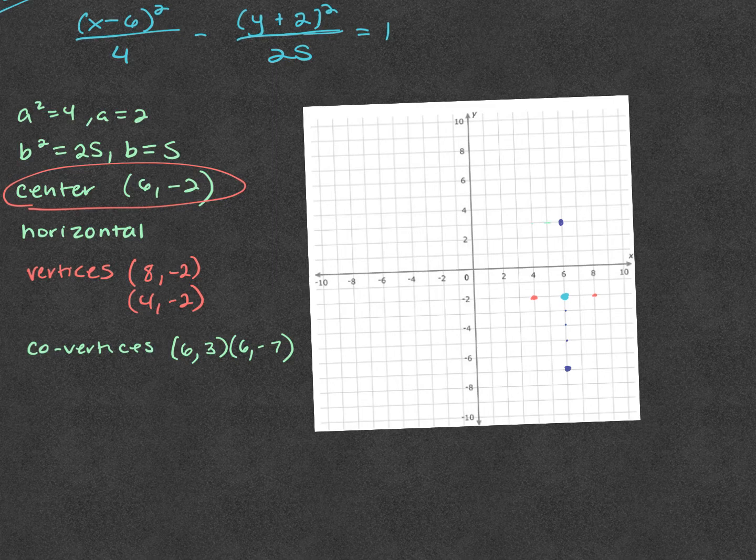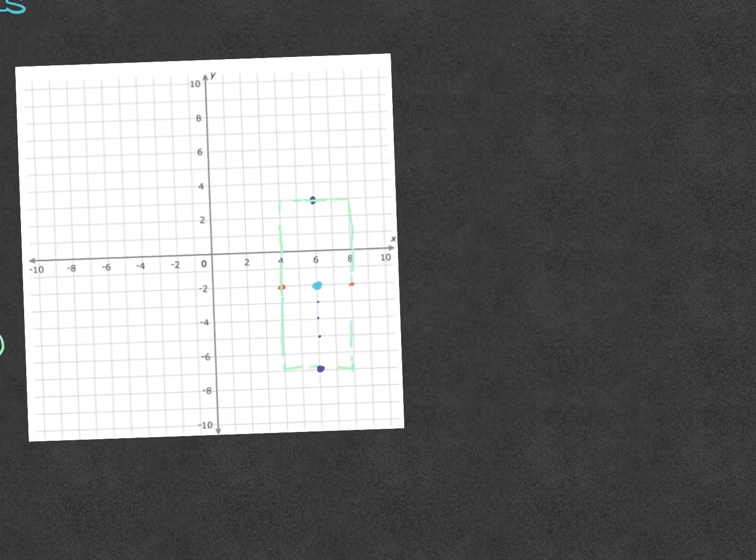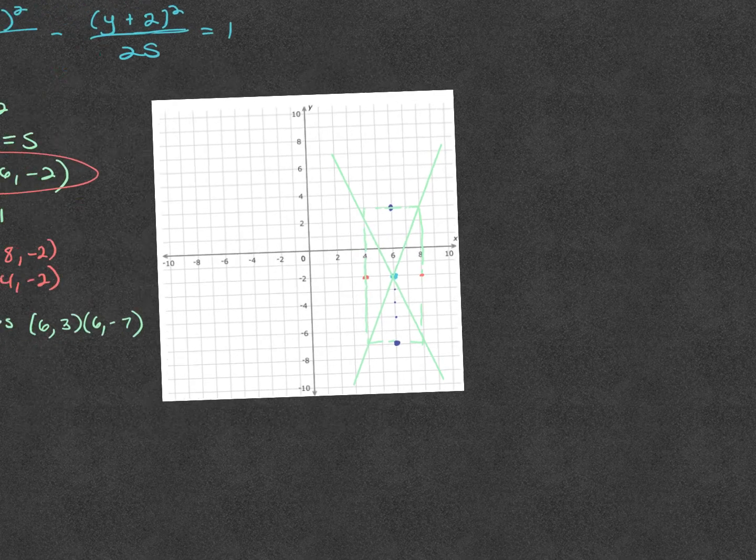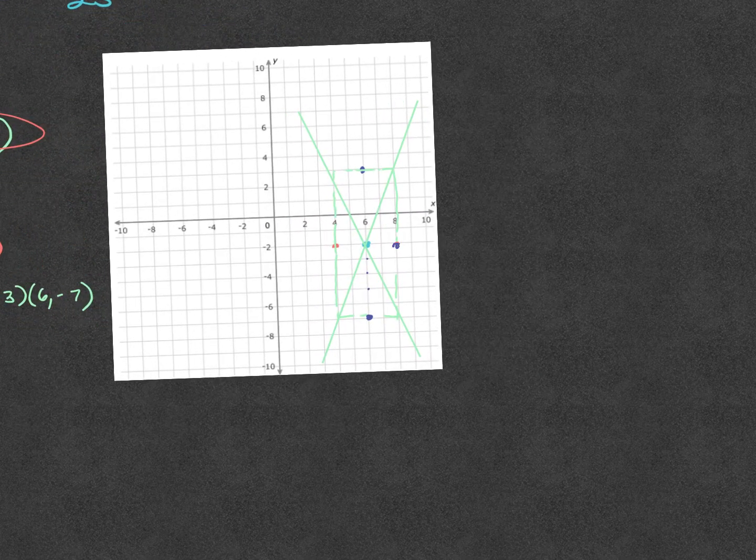Then comes my little box. Again, you could use the actual asymptotes to be graphed, or you could use the box. I would recommend the box because I think it's a little bit easier than having to get this, especially if it's off center. And we said it's horizontal, so it's coming off of these vertices as wide as I can get without touching those asymptotes.